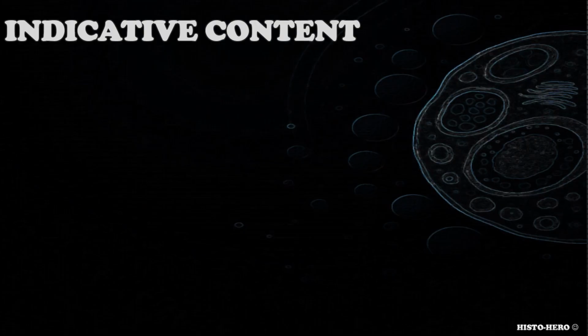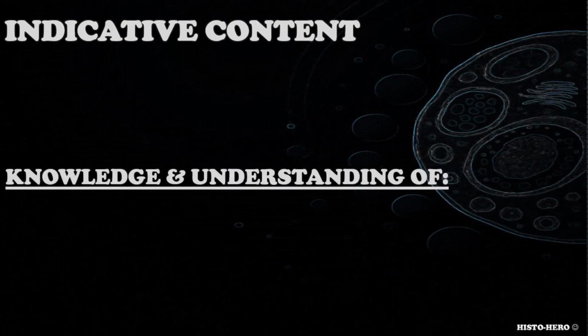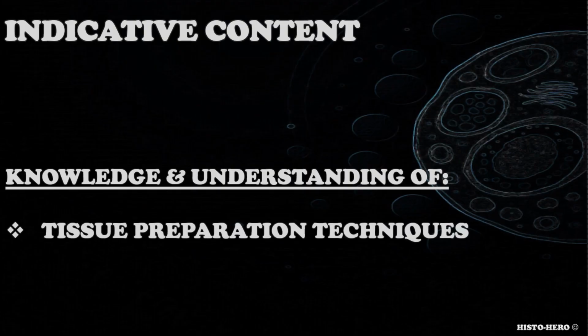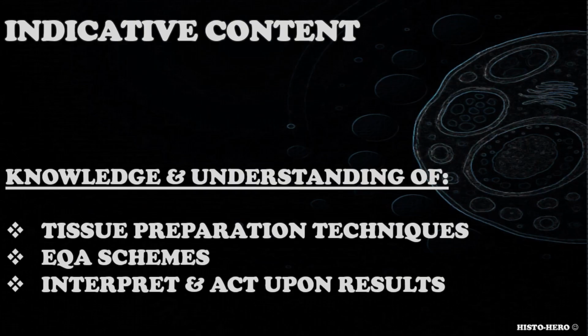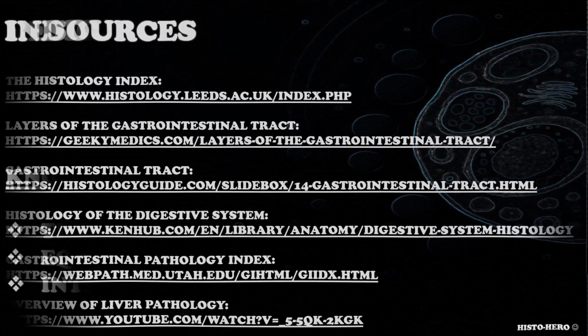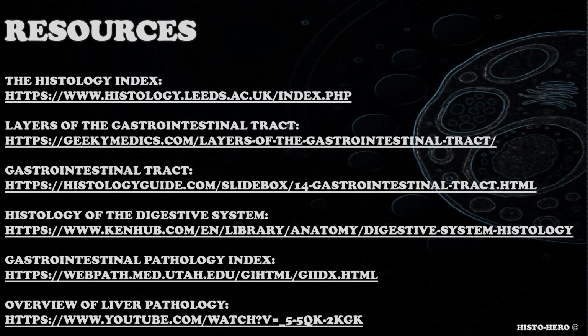Indicative content highlights background knowledge that might be assessed during the viva. It may or may not be demonstrated by the learning outcomes or the candidate's evidence. In this submodule, the candidate is expected to have the knowledge and understanding relevant to tissue processing and embedding techniques for routine histology samples, and EQA schemes for tissue processing and embedding procedures, and be able to interpret and act upon the results. The Resources section on Brightspace contains some very useful information for this submodule.